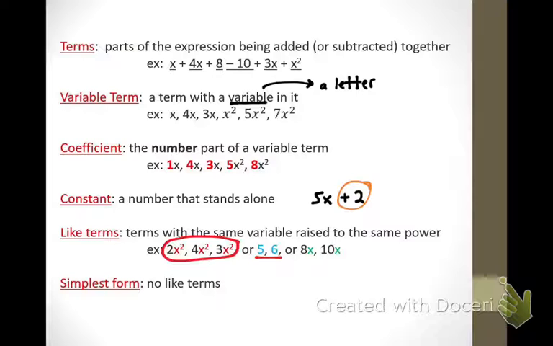Now I've got a final 2 here. If you would circle this with your red pen, 8x and 10x. Guess what family they are in? The X family, okay? So because of that, they are in the X family. They are like terms because they're in the same family. They're raised to the same power. And then simplest form, we're going to talk a lot about that. It means that there's no like terms left.